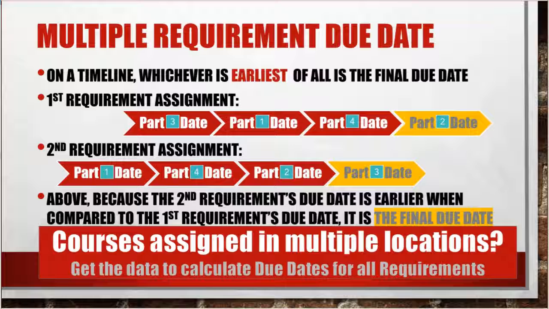But in the second assignment of that requirement, meaning maybe it was assigned to a team and their job title, VTA will calculate the process for that second assignment, and in that assignment, Part 3 might be the cause of the due date. And then VTA will compare the two due dates and say whichever is stricter, whichever is the earlier of the two, this is what people will see as their due date. If the course is assigned in multiple locations, you need to get the data to calculate the due dates for all of the requirements.